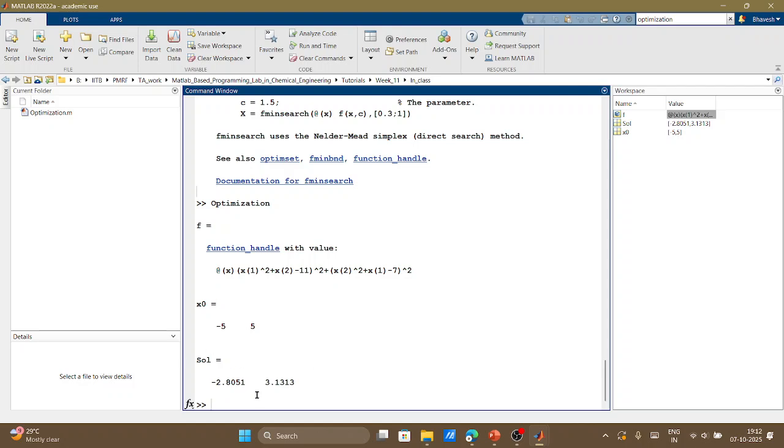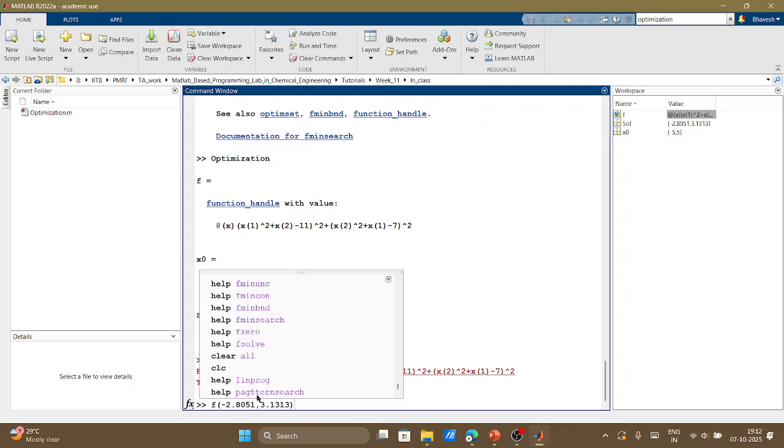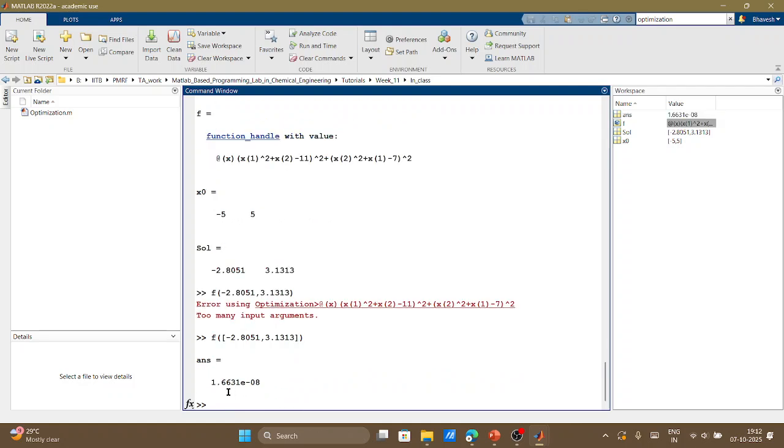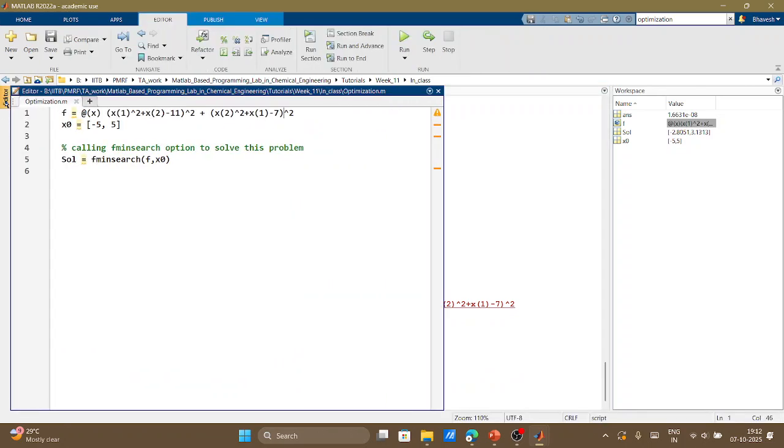Right now, let's find the value of our function at these two particular points, which is @f minus 2.8051 comma 3.1313. So this is close to 0, obviously. So this is your optimized value.